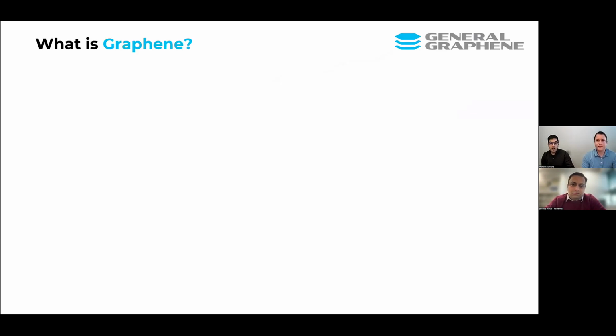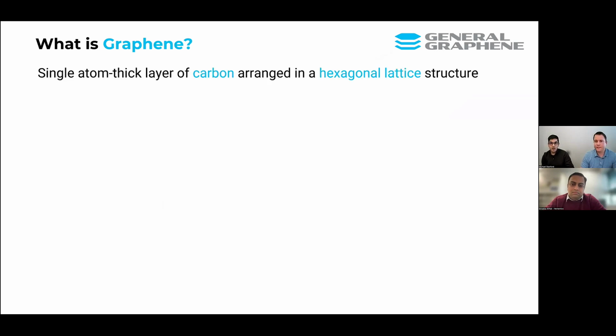So I want to start off by talking about what is graphene. Fundamentally, the very simple concept of defining graphene is it's nothing more than a single atom layer of carbon, which is arranged in a hexagonal lattice structure, similar to how chicken wire would look.